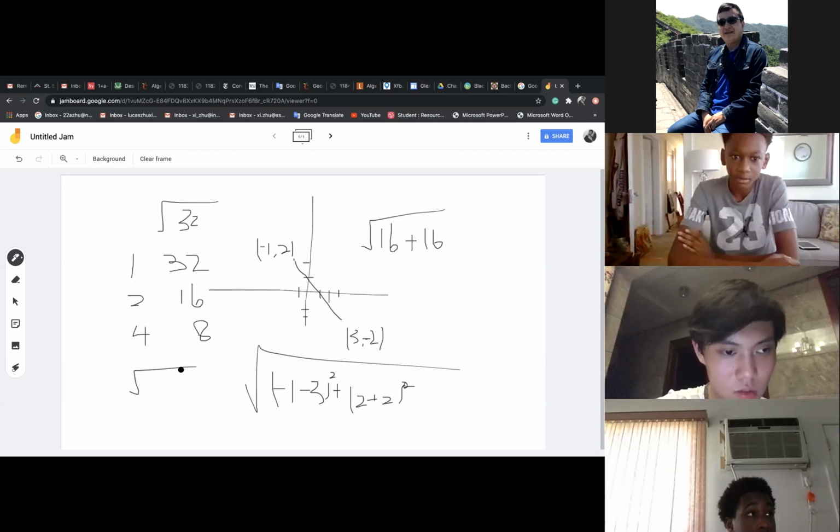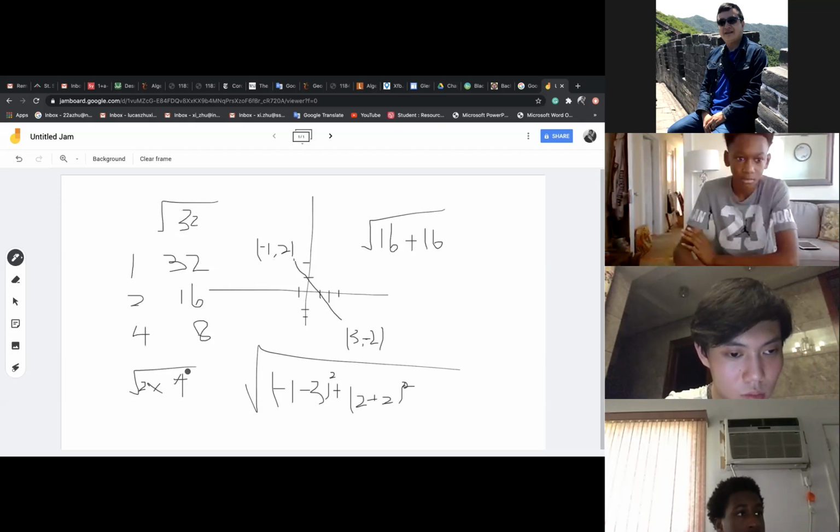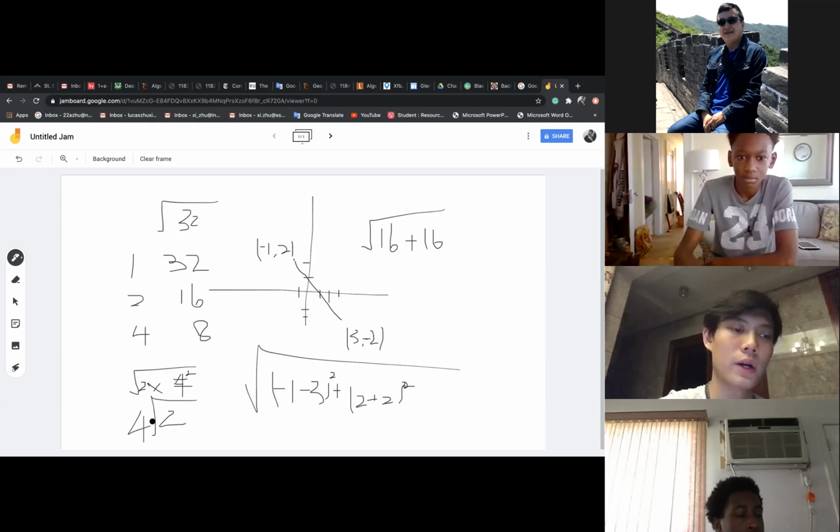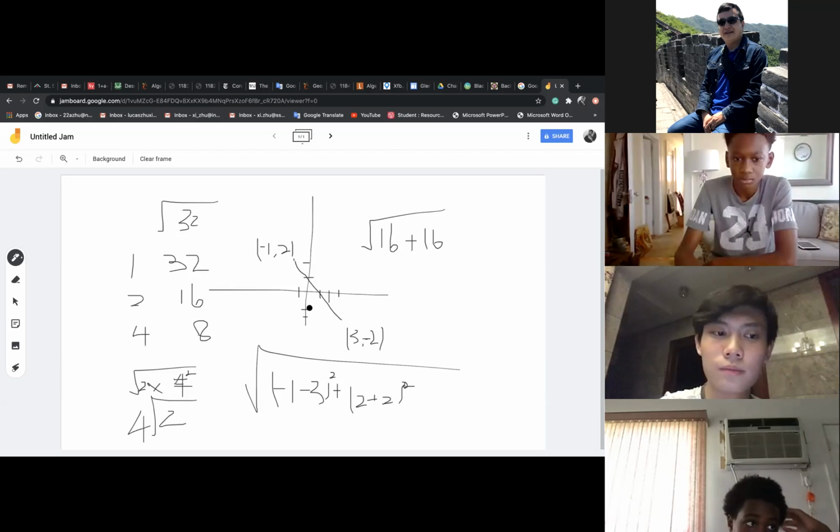So the square root of 16 becomes 4, times the square root of 2. And then you just take the 4 out because it has the square root sign, right? So just take the 4 out. That's the answer: 4 square root of 2. That's the distance between the points of the line.